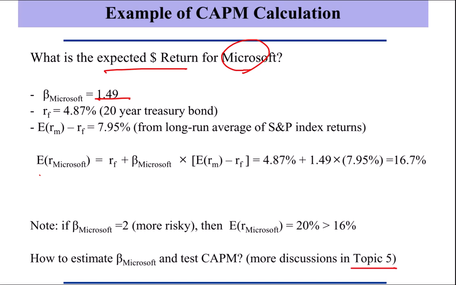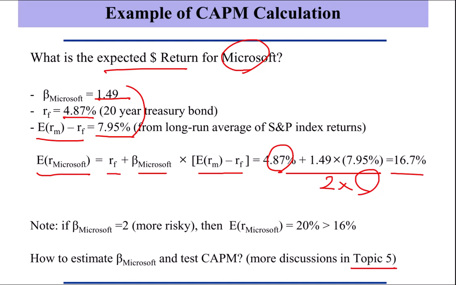So from historical data of the 20-year treasury bond, we compute the average value, and that's 4.87%. And often we use the S&P 500 index as a proxy for the market portfolio. So from the long run average of the S&P 500 index return and the 20-year treasury bond, we compute the market excess return as 7.95%. Given these numbers, we can use CAPM to compute the expected dollar return for Microsoft. So expected return for Microsoft is equal to the risk-free rate plus beta of Microsoft times market excess return, which is just 16.7%. Let's suppose the beta of Microsoft is equal to 2.